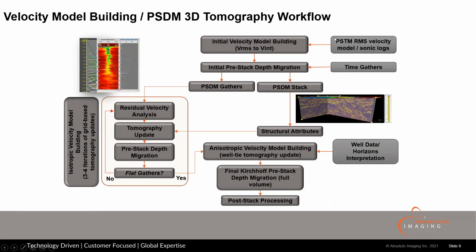So, in brief, what we supply is some kind of input data that we need to develop an initial velocity model, right? That's the first step. To build it, you can start from RMS, sonic logs, 1D or 2D data, or a volume. So we build an initial velocity model. Once we have that, we supply our time gathers, and with that model we can run an initial pre-stack time migration. And then we come up with the gathers, the initial PSDM gathers and PSDM stack.